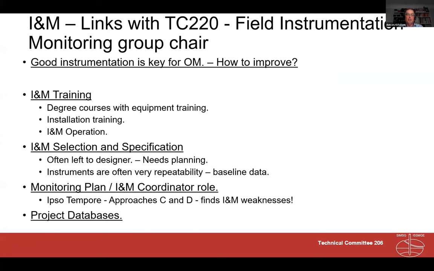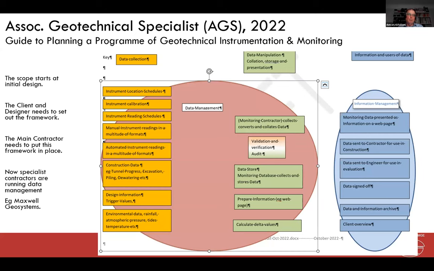Databases and the control of data and the gathering together of data is very important. Work is done by the Association of Geotechnical Specialists, AGS. These are the guys that set up the framework for borehole database gathering, but they've also got into the guide of planning a program of geotechnical instrumentation and monitoring. Basically, what is the data that's being collected? How is this being managed, stored, prepared and put in a common base? That's the data management section. And then how is it distributed to the people that use it? Data sent to engineers for use in evaluation is a key interaction.